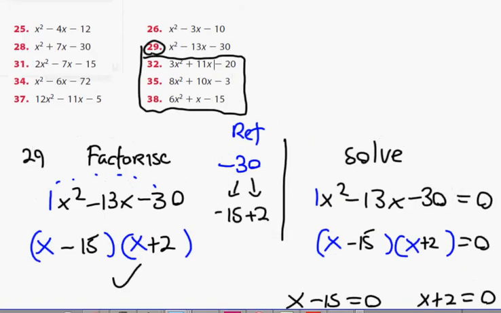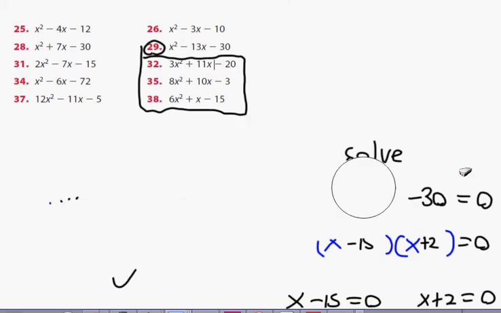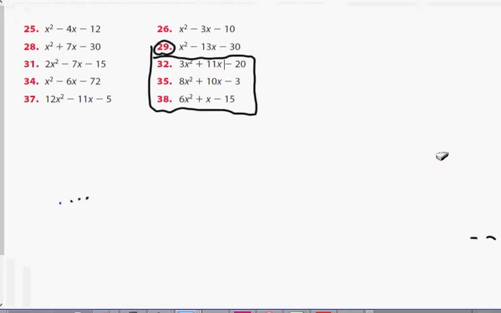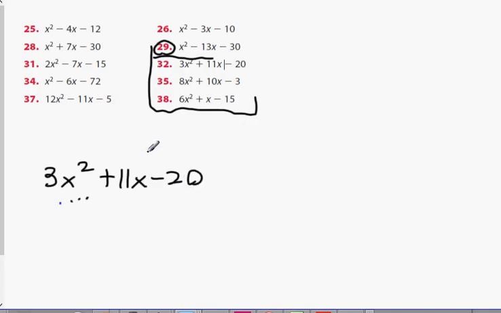Now what I'm going to show you is two different ways of doing this. We're going to do a factorize and solve question of the following. So guys, here's a longer version. This one here is 3x squared plus 11x minus 20. Now, the problem with this one is that it doesn't have a 1 in front of it, so it doesn't break up that easy. You do what's called the reference number method again, except it's longer. 3 times minus 20? Minus 60.